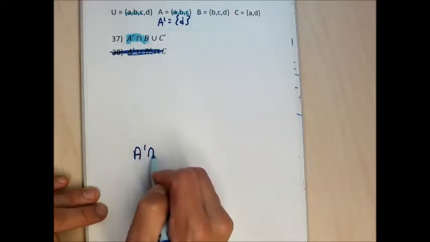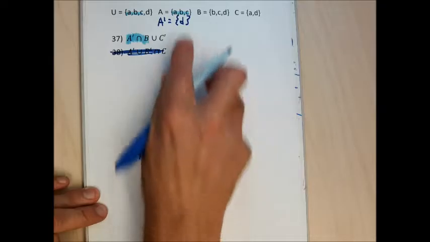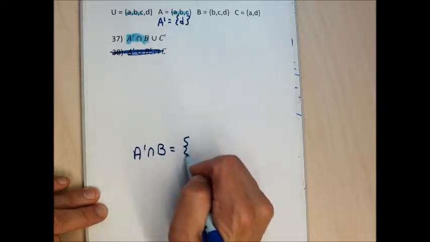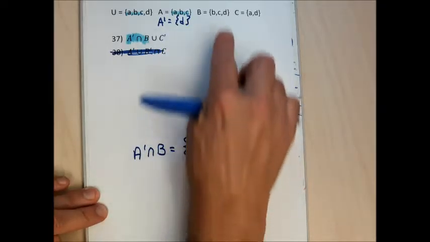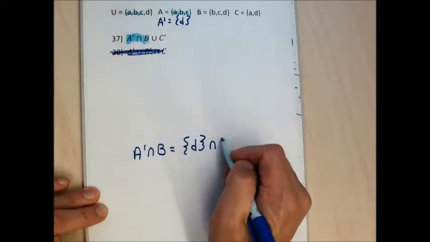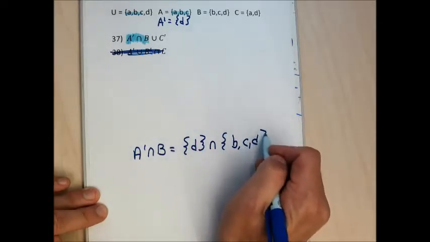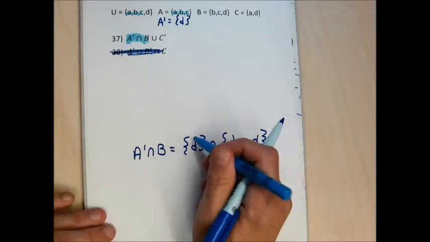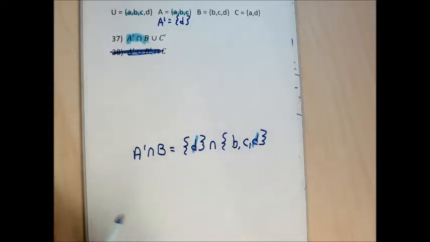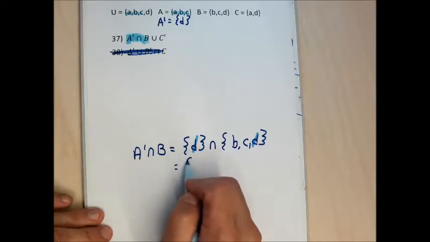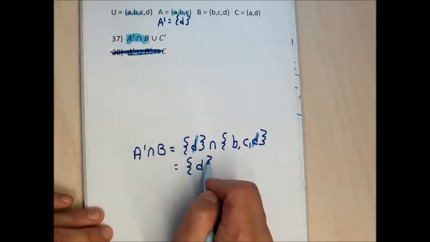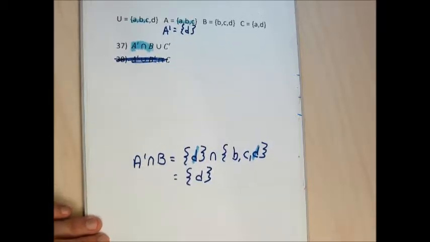To figure out what A complement intersection B is, I take A complement, which is a set that has the letter D. I intersect that with the set B, which is a set that has B, C, and D. And of course, when you intersect, you find out what the sets have in common. These two sets have the letter D in common. So the A complement intersection B part has just the letter D.